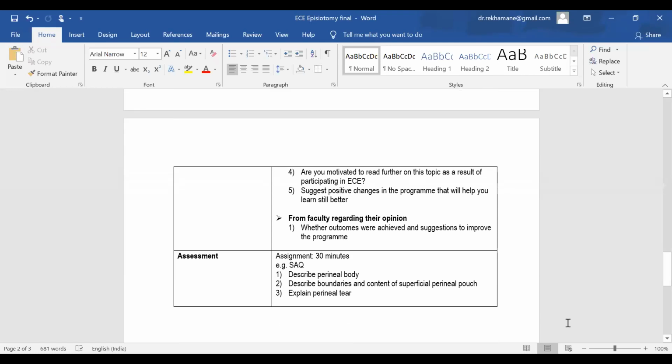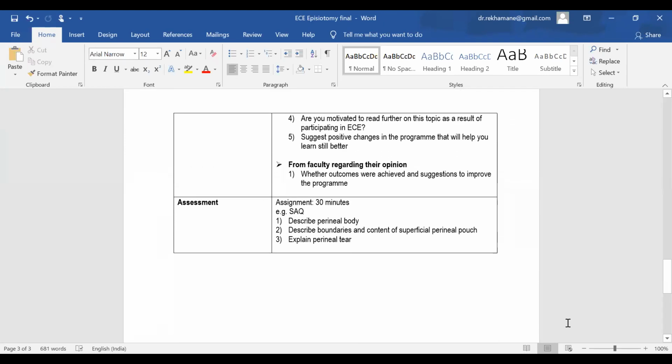From the faculty point of view, written feedback can be taken on whether outcomes were achieved, along with suggestions to improve the program. Finally, the assessment. Assessment is very subjective and can be done on an assignment basis, lasting 30 minutes. For example, we can give a short answer question. Sample questions could be: describe perineal body, describe boundaries and content of superficial perineal pouch, and explain perineal tear.